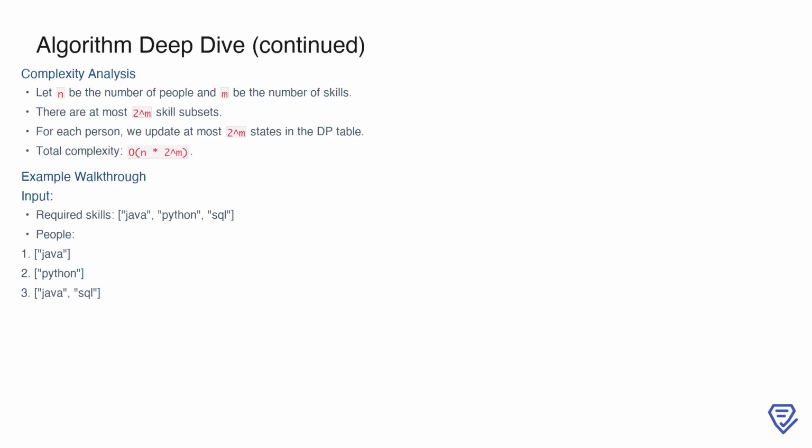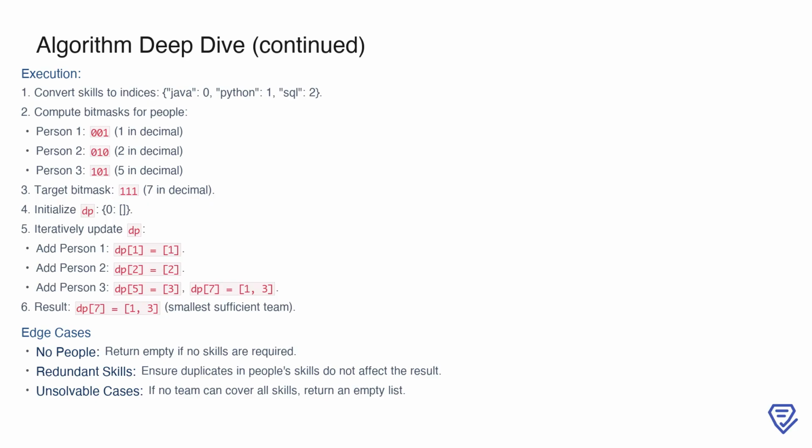Suppose the required skills are Java, Python, and SQL, and we have 3 people with the following skills: the first person knows Java, the second knows Python, and the third knows both Java and SQL. Our goal is to select the smallest team that collectively possesses all 3 skills. To execute the algorithm, we first map the skills to indices, such as Java to 0, Python to 1, and SQL to 2. Next, we compute the bitmasks for each person.